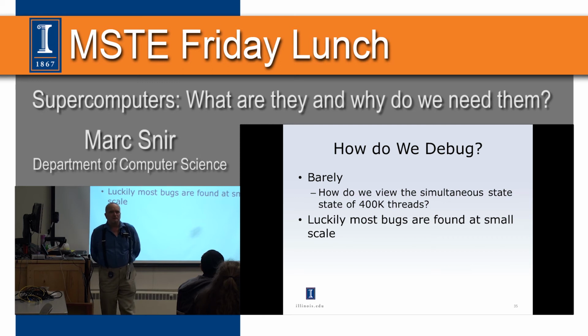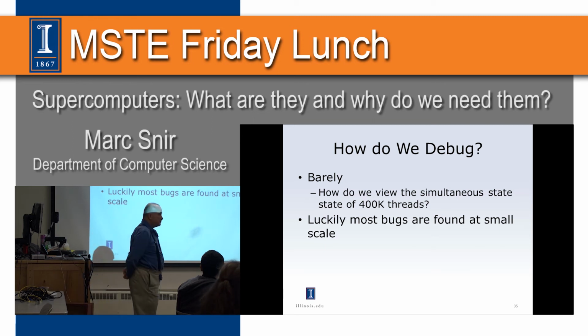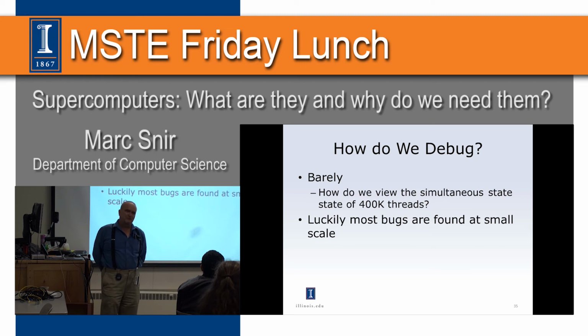How do we debug? Barely. How do you see what 400,000 threads are doing? You cannot have one window for each of these threads, so it's actually a major problem how to debug parallel programs. Luckily, most of the bugs are found when you run on a small scale. And then the remaining bug or two that really drive you nuts only happen at big scale.